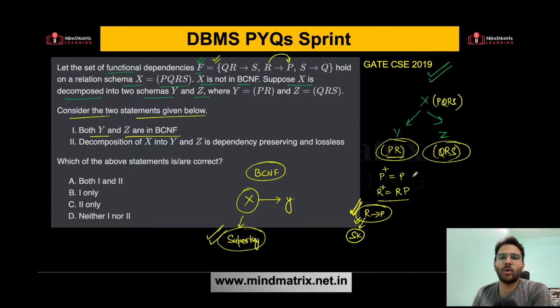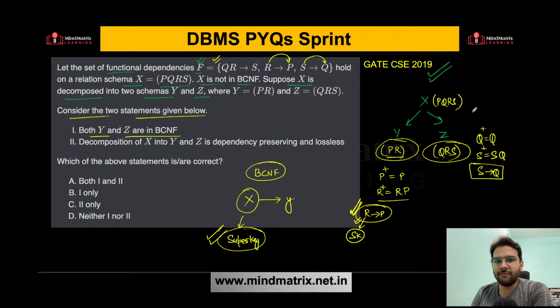But what about this QRS? Here also we need to check. So let's see, if I find the closure of Q, what do I get? I'm getting Q. Anything else? No. If I find the closure of S, I'm getting S, and S can determine Q, so I'm getting Q also. Anything else? No. So S determines Q is definitely there.